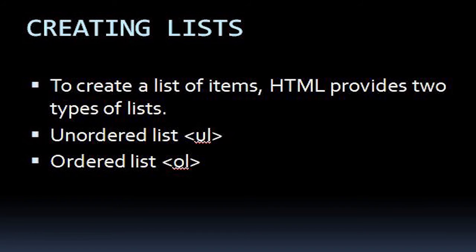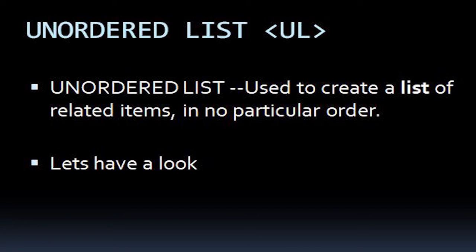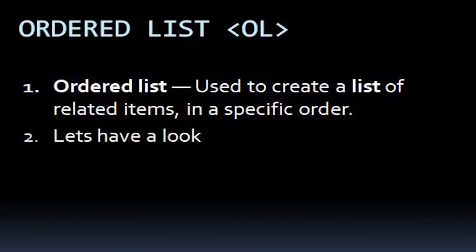Creating lists. To create a list of items, HTML provides two types of lists. One is unordered list, second one is ordered list. First one, unordered list, UL. Unordered list means, if you observe here, the points are denoted with squares, that is called unordered list. Used to create a list of related items in no particular order. Ordered list, OL, means used to create a list of related items in a specific order, like 1 2 3, alphabetic, Roman numbers, like that.